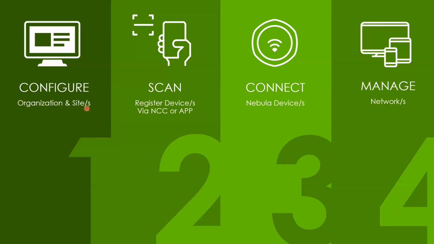So if you have a customer, a fast food company, and they've got multiple locations, you would probably have one organization for that franchisee, and then for each one of the sites that they have, you would have individual sites underneath that organization. And once you've got that set up, you can start doing some of your basic configuration.